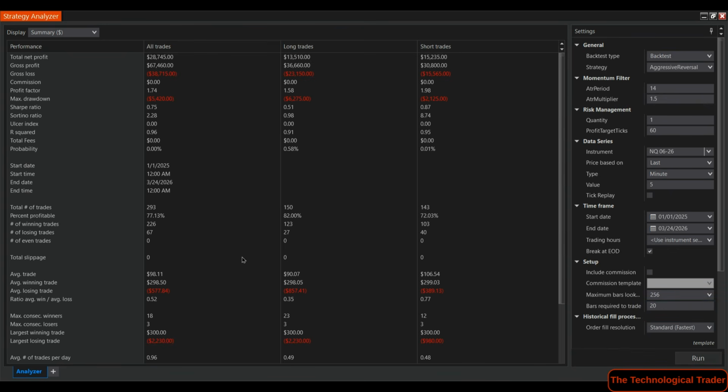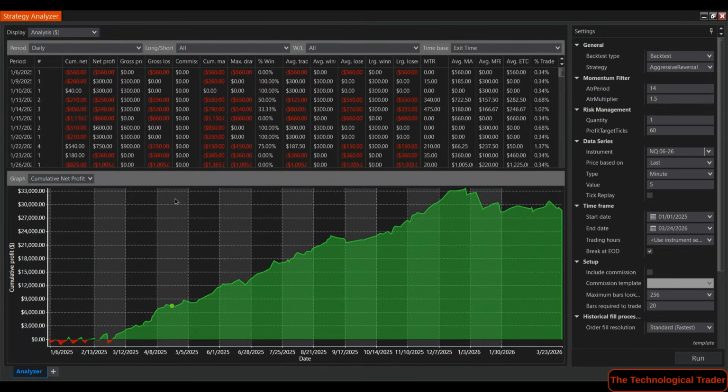We can jump over to the Visual Analysis tab and look at the equity curve over time. Notice how the strategy delivers relatively stable and consistent profit growth throughout the year. But to really understand how it behaves, we need to go to the chart itself and review the actual executions. Let's look at a clear example on the chart.